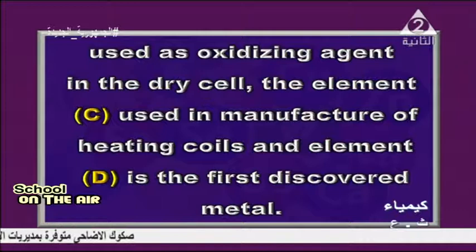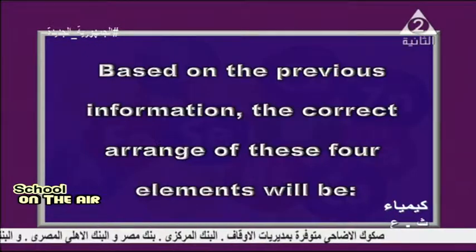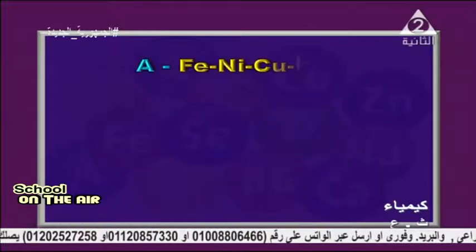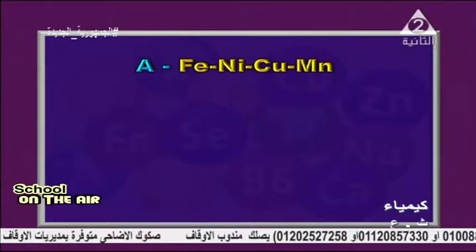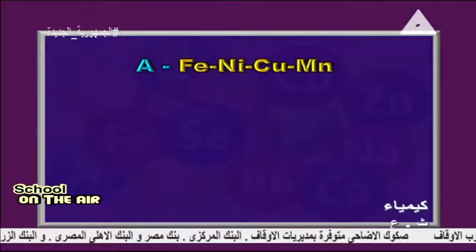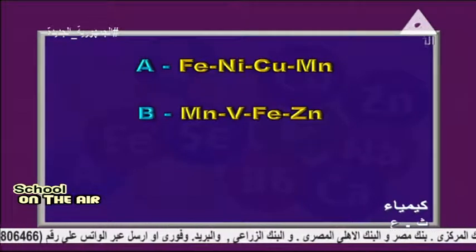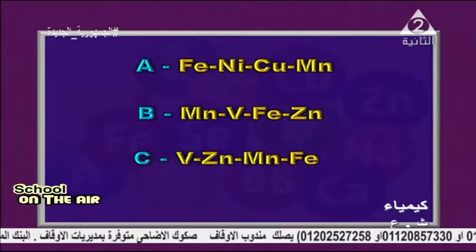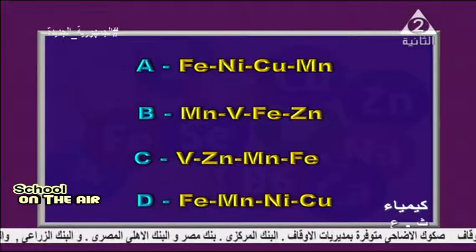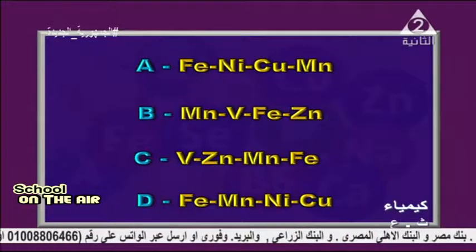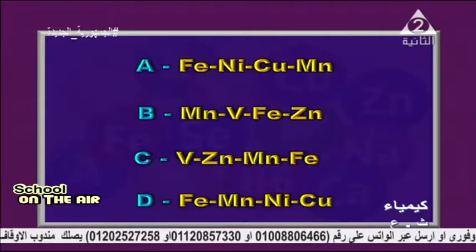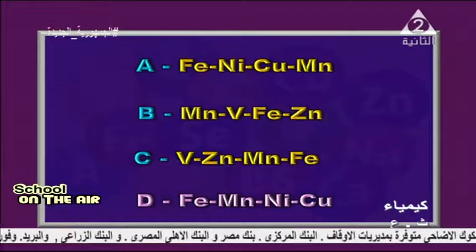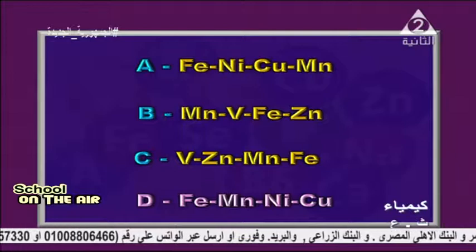A, B, and C elements. Based on the previous information, the correct arrangement of these four elements will be which one? Fe, Ni, Cu, Mn? This arrangement, right or wrong? Or Mn, V, Fe, Zn? Or V, Zn, Mn, Fe? Or Fe, Mn, Ni, Cu? Take care. I need the first one to work as a strong catalyst and the other as an oxidizing agent and so on. So the good answer is iron, Fe, Mn manganese, Ni nickel, Cu copper. This is the best arrangement.